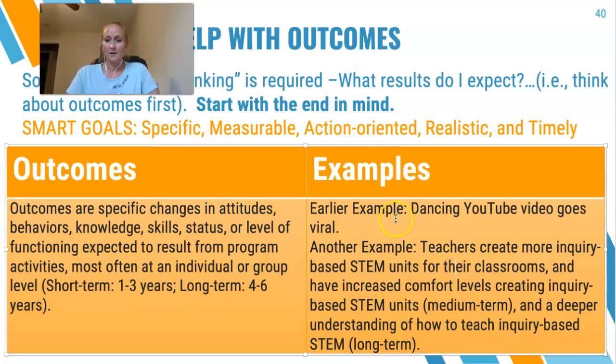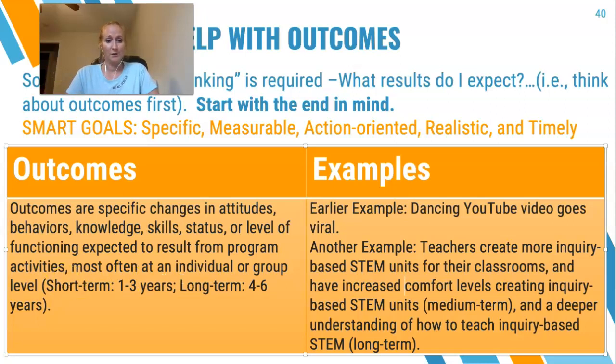So, over here, again, your earlier example in part 1, we talked about your YouTube video going viral. That is specific and measurable, where we can see how many views it has, and it's realistic. Someone filmed it. So we talk about, we have more STEM units for classrooms. We teach people how to do this thing. It's going to increase a deeper understanding of how to teach. Maybe they're doing some training with teachers. So think about ultimately what you're trying to accomplish.